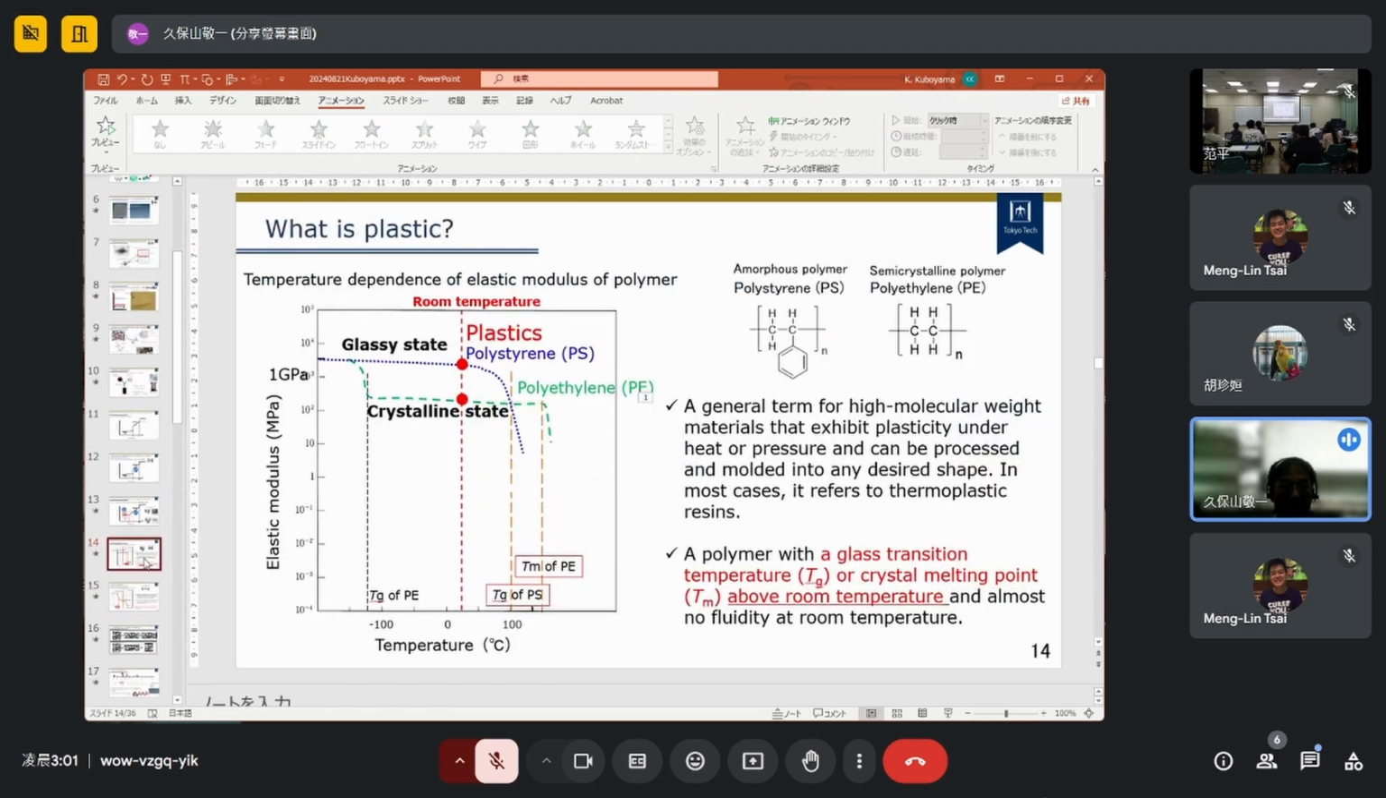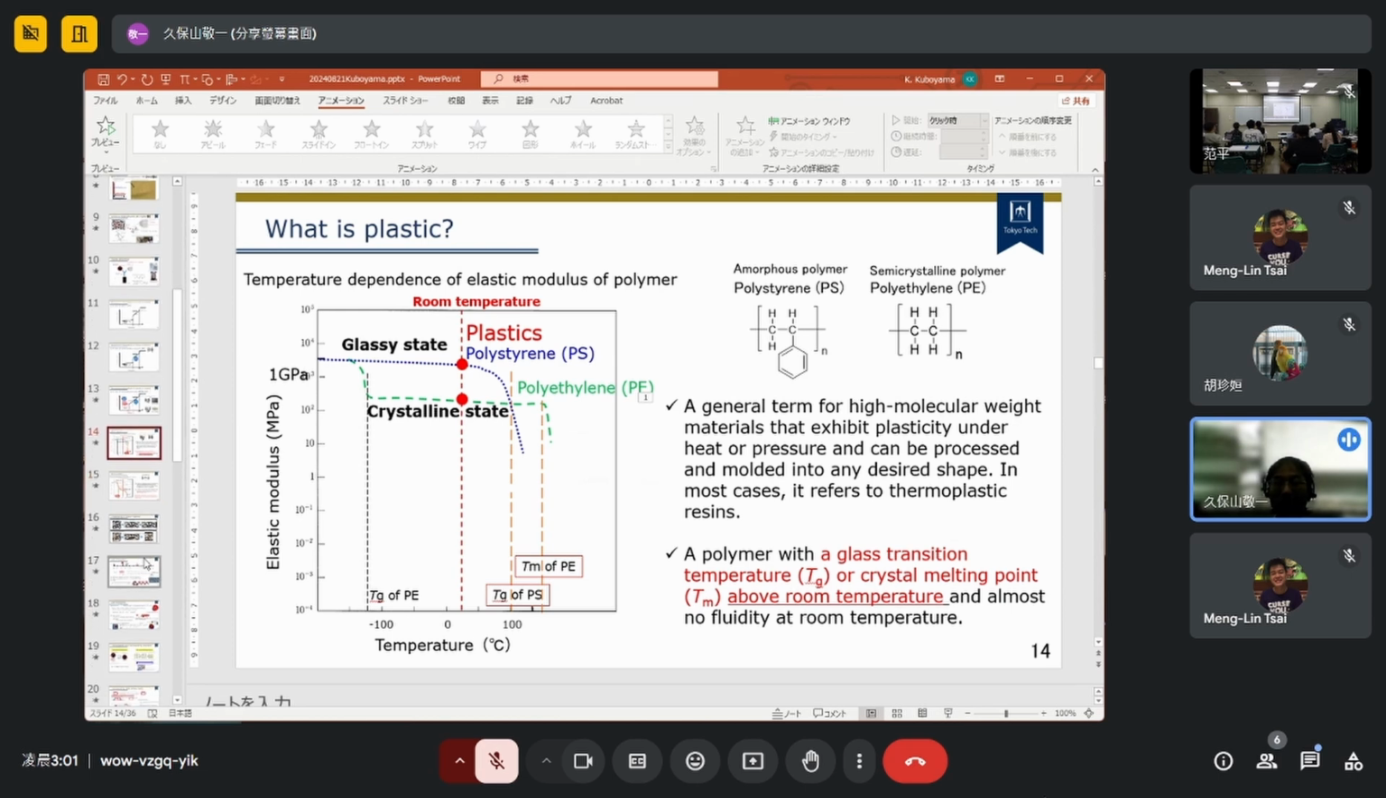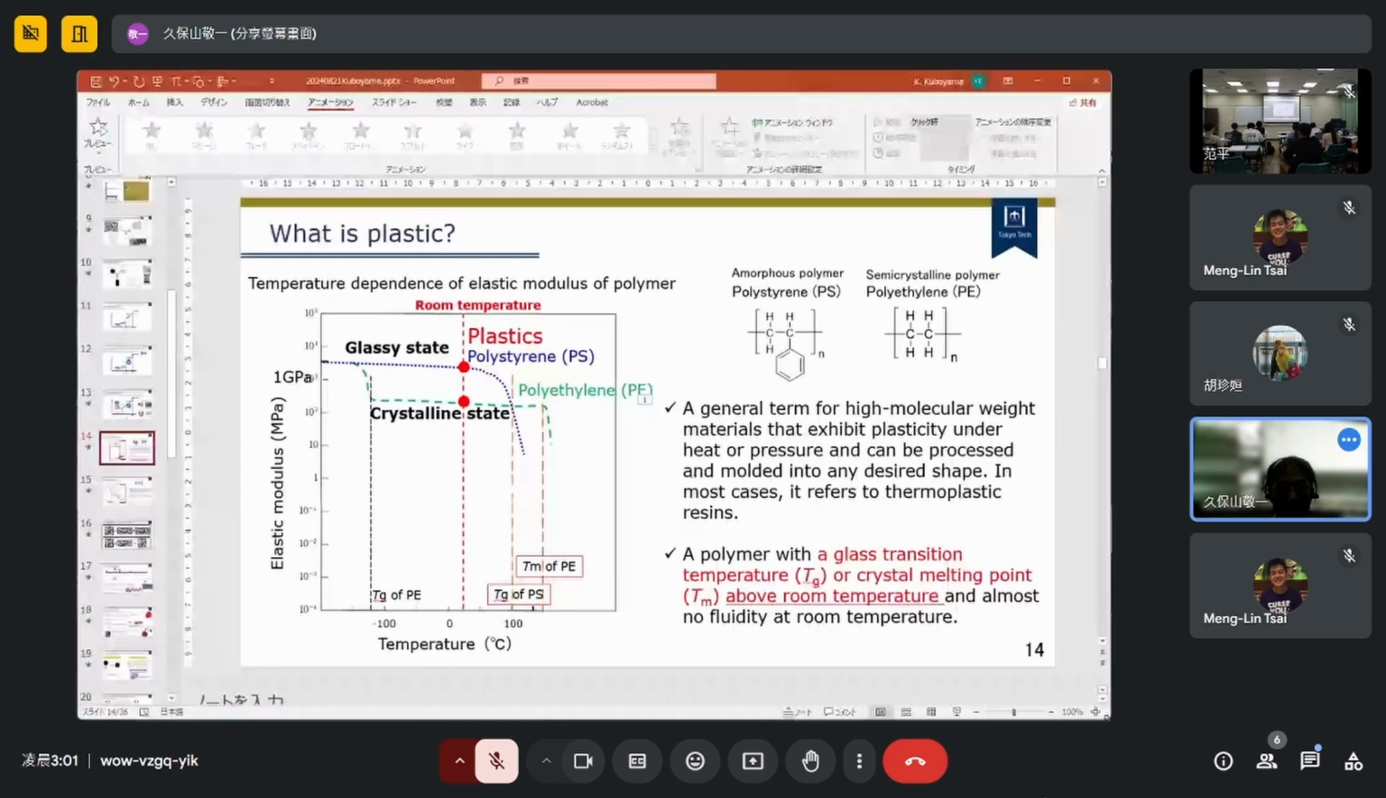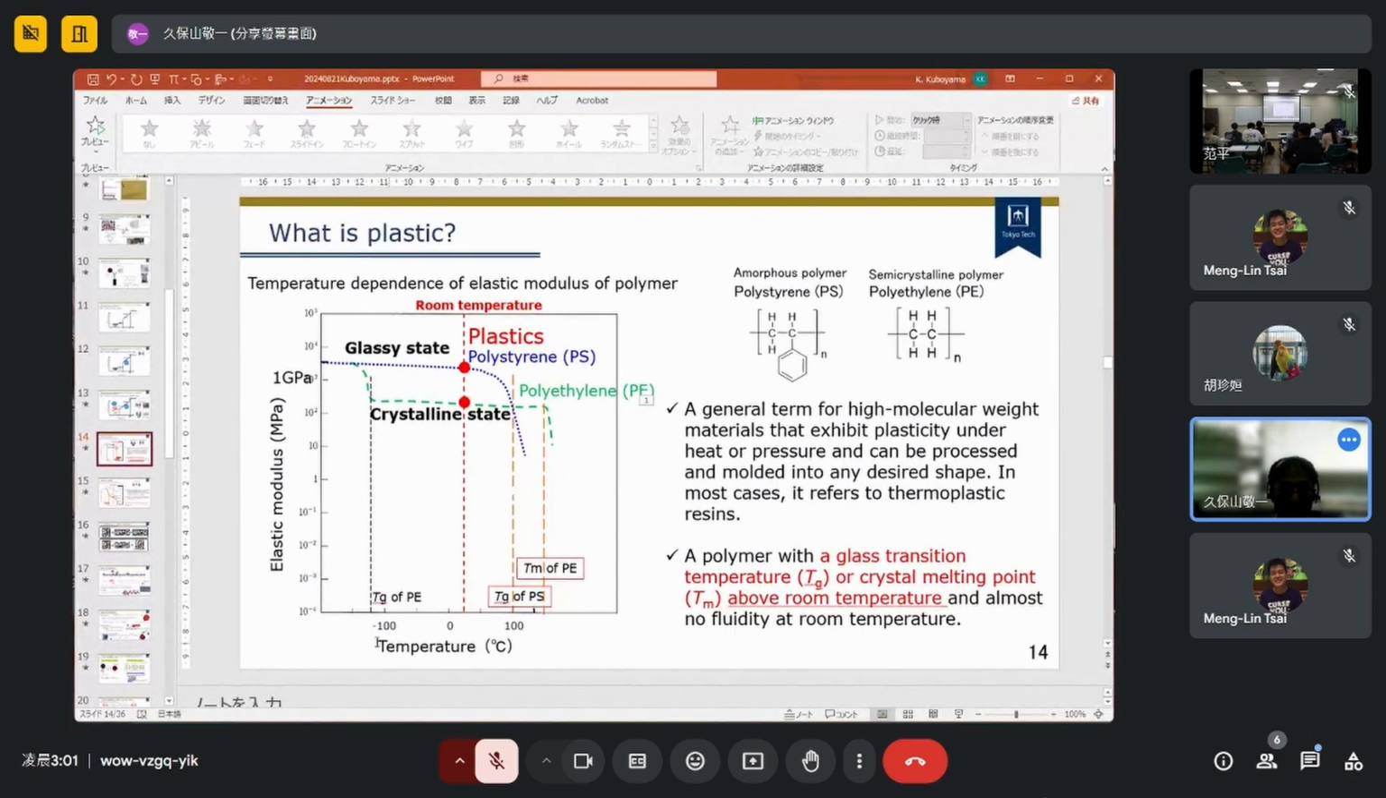Okay, so from here, I'll explain about plastics. What is plastics and what is rubber? Maybe Professor Nakajima may explain around this one, but I didn't check his lecture, so let me introduce this one. This figure is the temperature dependence of the elastic modulus of polymers. For example, in the case of polystyrene, that is a glassy polymer.